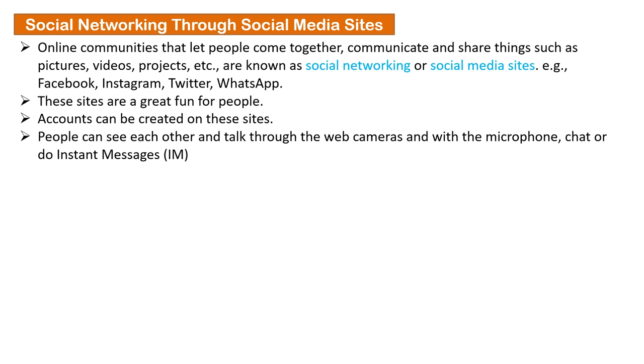For example, Facebook, Instagram, Twitter, WhatsApp. WhatsApp is also an instant messenger. These sites are now a great source of fun for people. You can create accounts on these sites using your email ID. People can see each other, they can talk through a web camera, and with the microphone they can talk with each other using voice. They can chat or do instant messaging, meaning at the same time.